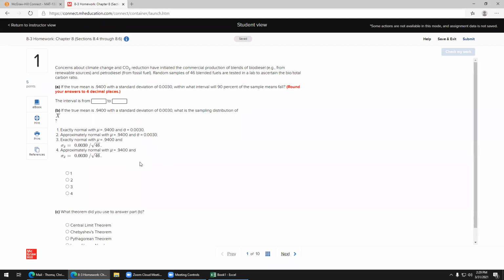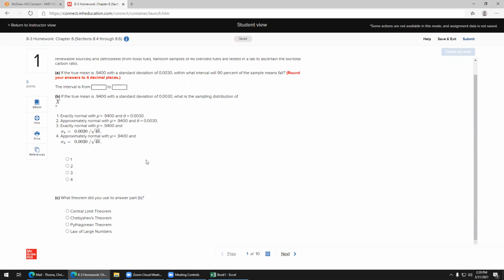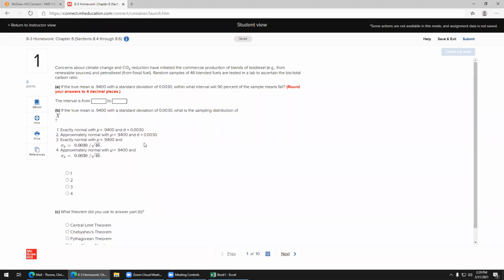So you can see these are problems that we've done before, but we're going to now take it a step further based on the central limit theorem, right? And so when we solve these problems, we'll continue to use technology or the tables to solve the problems that we are working on.